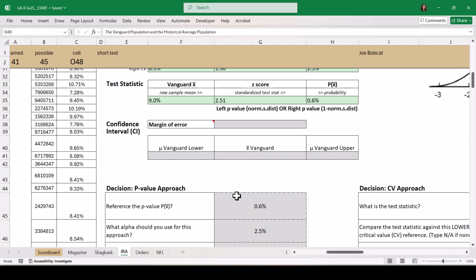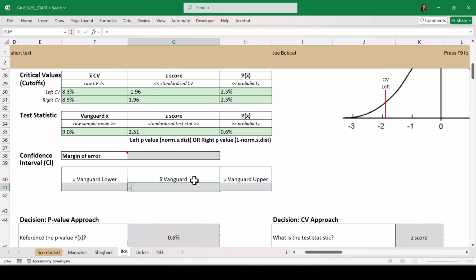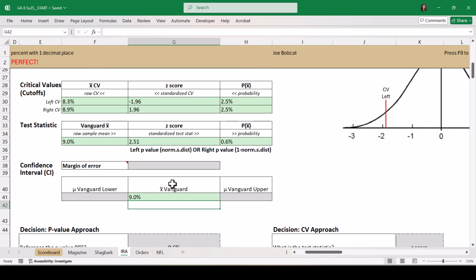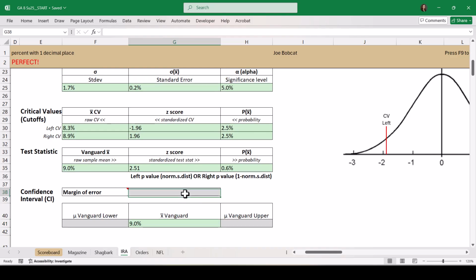All right, the last thing we want to do is estimate the Vanguard population mean. So we know that it's significantly different. We know it's significantly higher, but by how much? We know the sample mean is 9%, but that's just based on 100 accounts. There are way more than 100 accounts at Vanguard. So what we're going to do with our confidence interval is estimate the population mean for Vanguard for all Roth IRA accounts.